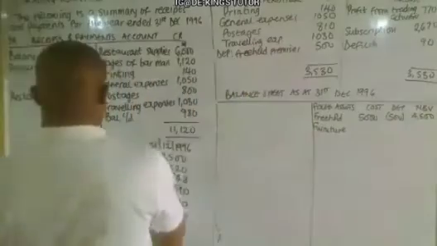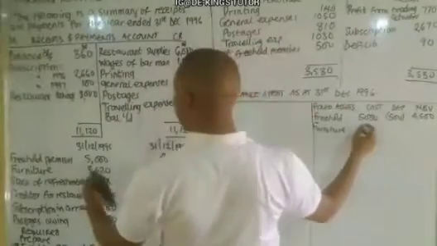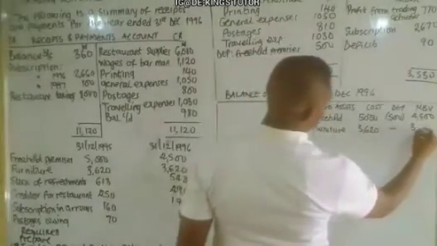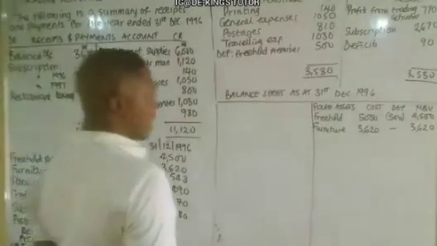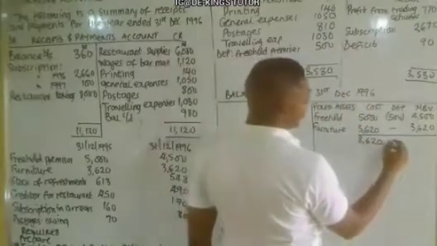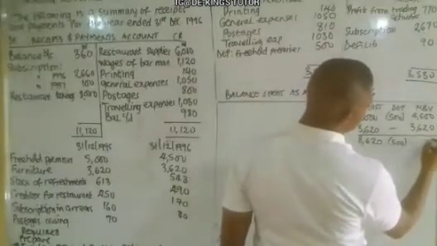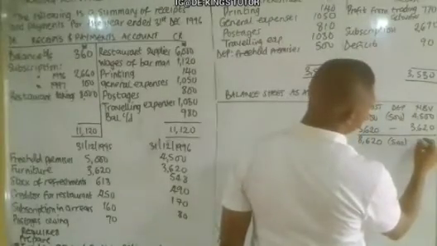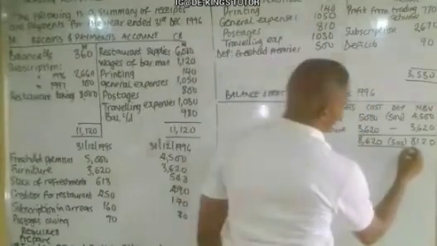The next one is furniture. So we'll have furniture of 3,620, no depreciation, so the net book value still remains the same. Okay, so that's all for that. So we have 8,620 minus 500. It will give us 8,120.